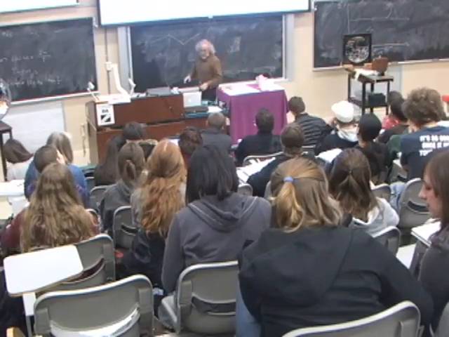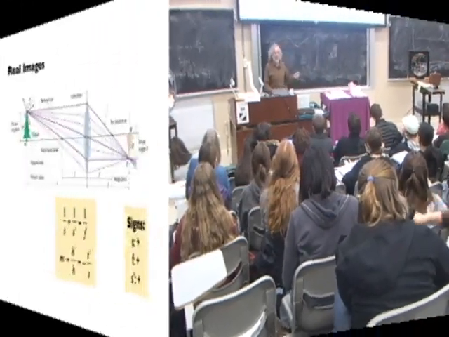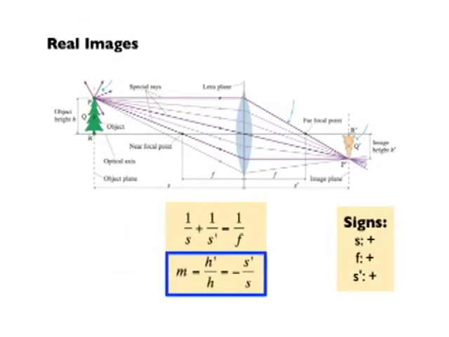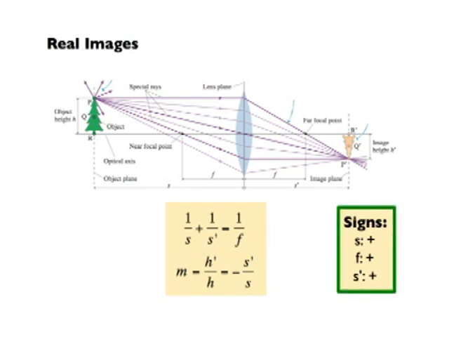Another piece of the puzzle is the magnification. Magnification is defined as the image height divided by the object height, and it's equal to negative S prime over S. Now this case of the real image is like our defaults. The object distance is positive, the image distance is positive, the focal length is positive. All those numbers are positive.